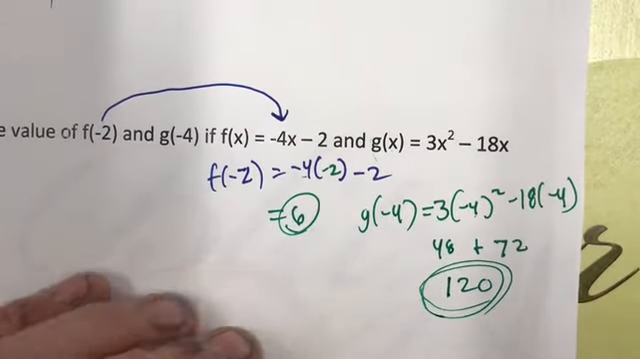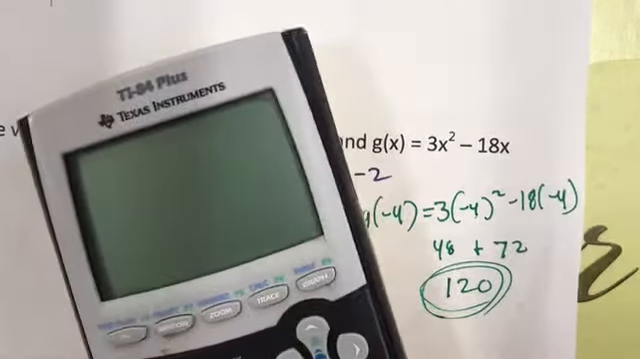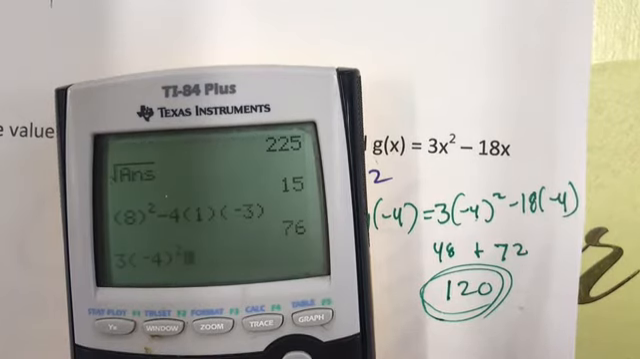Now you can just punch it in all at one time. Look here, I'll punch it in on the calculator for you. I've got 3 and in parentheses negative 4 squared minus 18 and in parentheses negative 4. 120, I was right. Good deal.